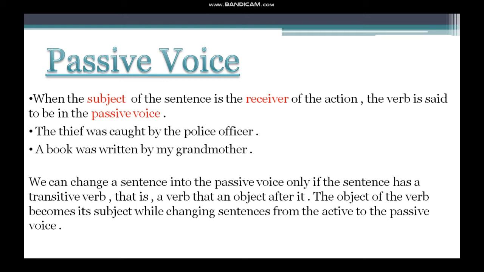And what is transitive verb? That is a verb that has an object after it. The object of the verb becomes its subject while changing sentences from the active to the passive voice.